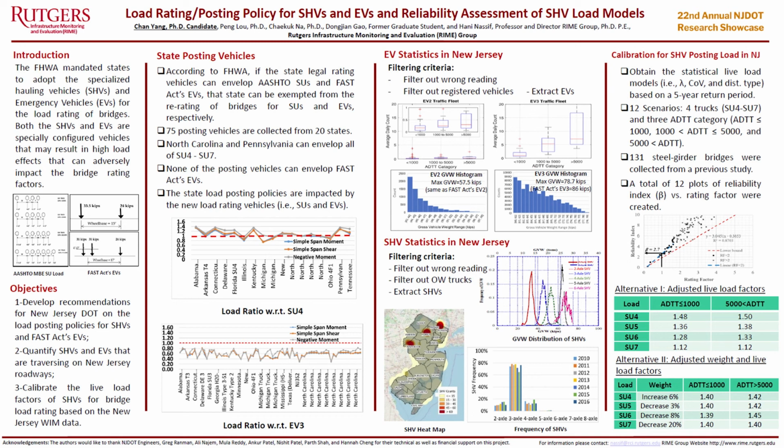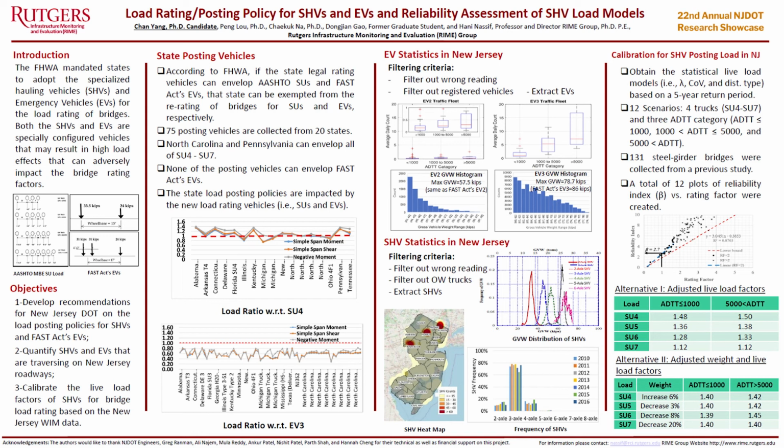And here are some backgrounds. In 2013 and 2015, the Federal Highway Administration published two memorandums to require all the state agencies to rate their bridges for the SHVs and EVs. Both trucks are specially configured, so they can result in a high load effect, which can adversely impact the bridge rating factors. The load models for the SHVs and EVs were developed accordingly, as shown in the figures. For the SHVs, the SU4 to SU7 were developed, and for the EVs, the EV2 and EV3 were developed.